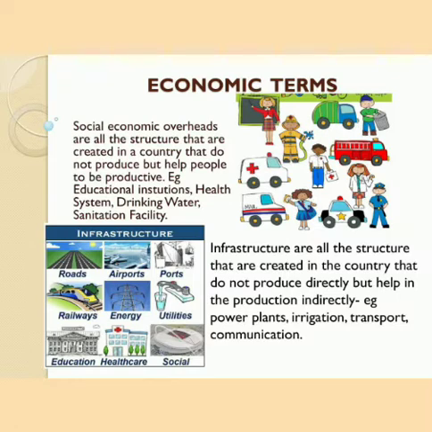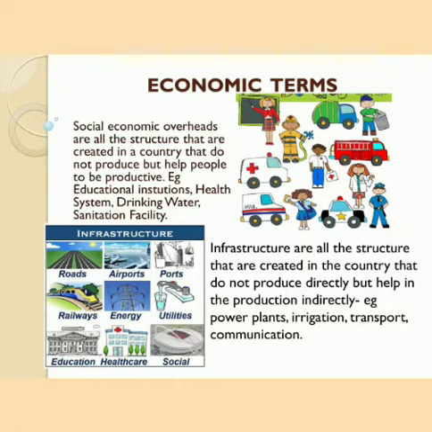Just start imagining what will happen if the garbage man does not come to pick up your garbage and clean the streets. Everything will be all right for some time, but after some days it will be impossible to work. So therefore, these social economic overheads are provided by the government. Please read what is written there. It says social economic overheads are all the structures that are created in the country that do not produce but help people to be productive. Example, educational institutions, health system, drinking water and sanitation facility.